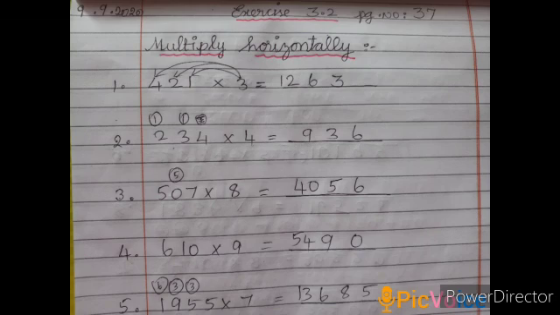7 5s are 35. 5 and 3 should be carry over in the tens place. 7 5s are 35. 35 plus 3, 38. 8 and 3 should be carry over in the hundreds place. 7 9s are 63. 63 plus 3, 66. 6 and 6 should be carry over in the thousands place. 7 ones are 7. 7 plus 6, 13.